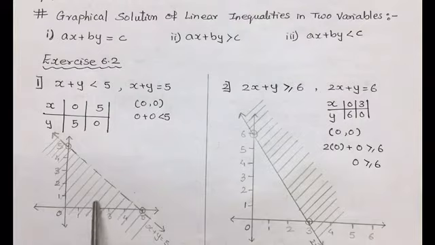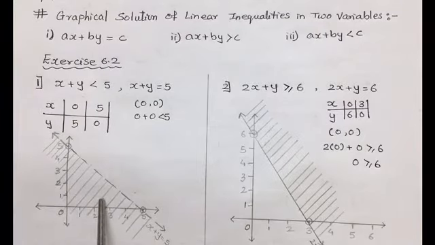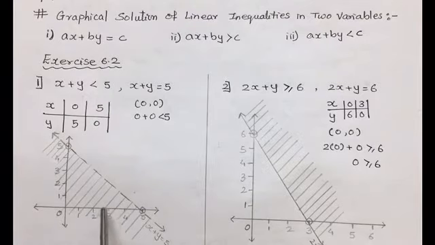So here you will find, after drawing the line, one part of the area is shaded because this shaded area denotes that the solution lies in this plane, this side of the line. So this is how the solution of an inequality is being taken up.